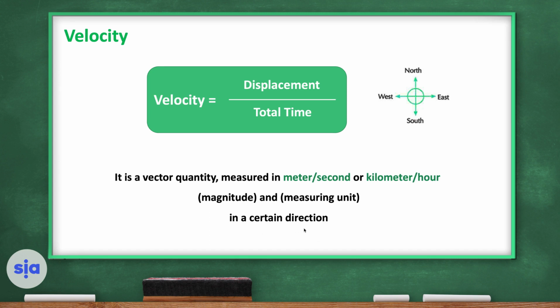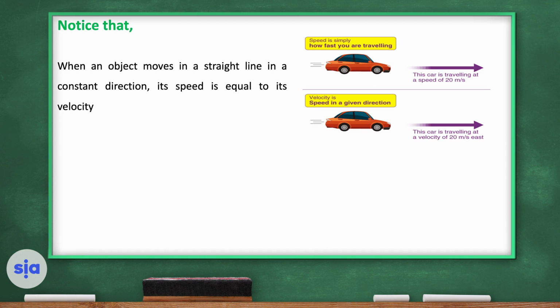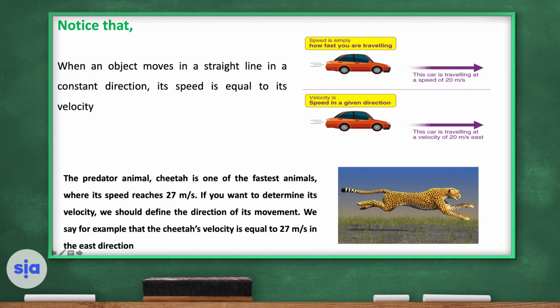Don't forget the direction. Also notice that when an object moves in a straight line in a constant direction, its speed is equal to its velocity. Yes, if the object moves in a straight line in a constant direction, the speed is equal to the velocity. Let's take a look at this animal. This is a cheetah. It's one of the fastest animals, where its speed reaches 27 meters per second.